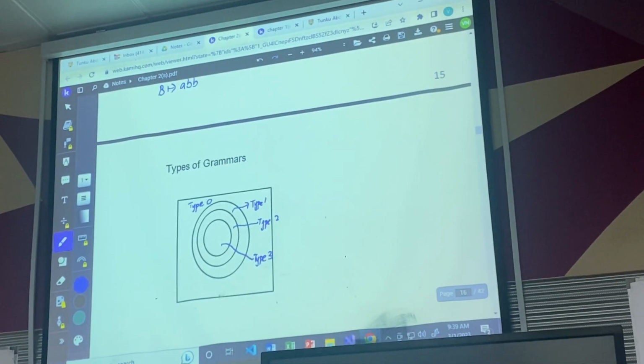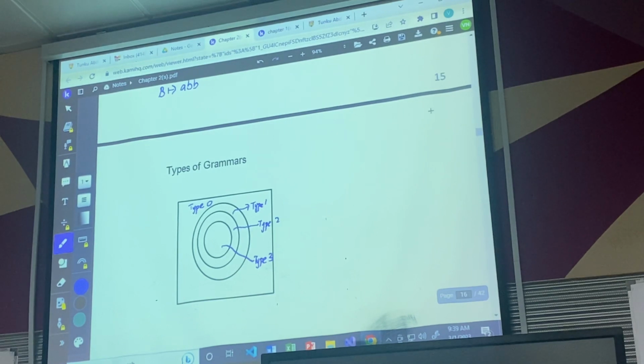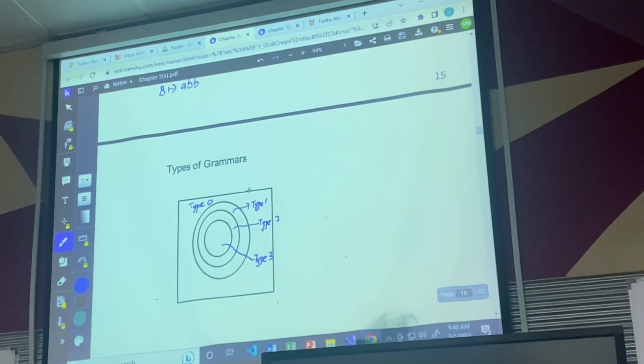So if it is type 3, you can say that this is 0 or 1 or 2 also. So the constraint for type 3 will be the most. Okay, the most constraint for type 3. So if it is inside type 0, then it can be type 0. If it is type 1, you can say that it is type 0 also.